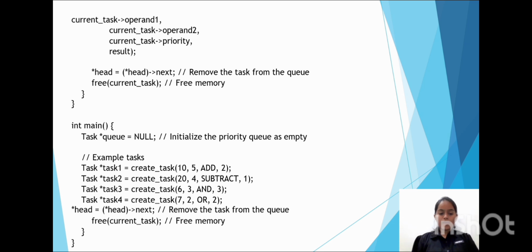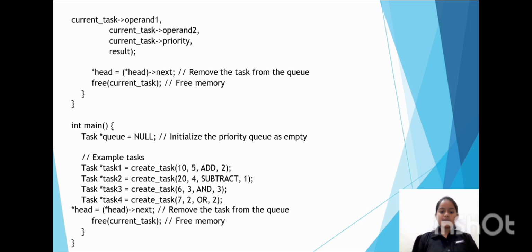Print, we have to print the statement as executing task %d with priority %d result %d\n. Next, current task operand 1, current task operand 2, current task priority, result. Head is equal to head next, which means remove the task from the queue. Next, we have to free the memory. Free current task.